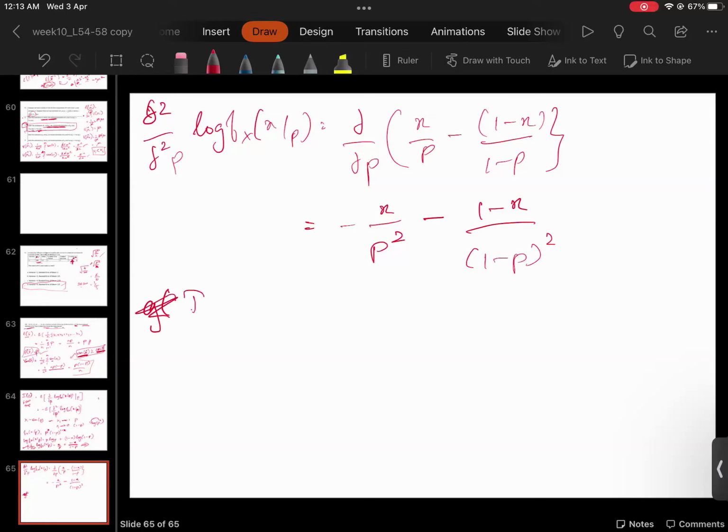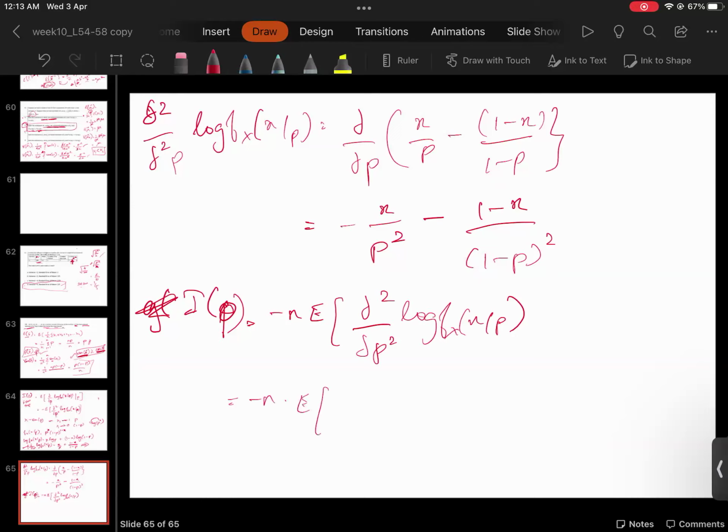Now with this we calculate information of p. So you'll have minus n E of double differential log f of x given p. So this is equal to minus n E of, you just write this, minus x by p square minus 1 minus x by 1 minus p square. So this will give us minus n. Just replace the x with p.